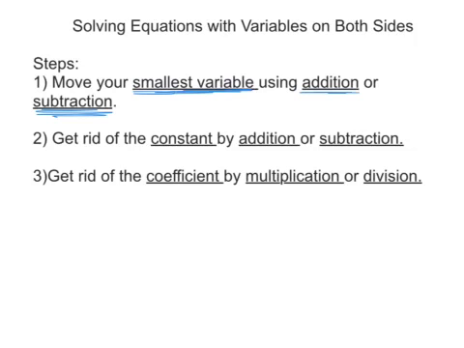And then step 2 says we're going to get rid of the constant by using either addition or subtraction. And remember that constant is going to be that plain number that you're either adding or subtracting from the variable.